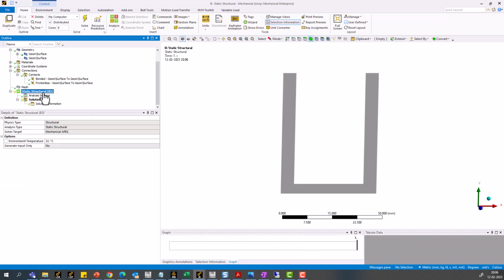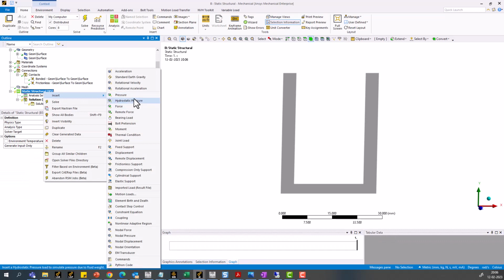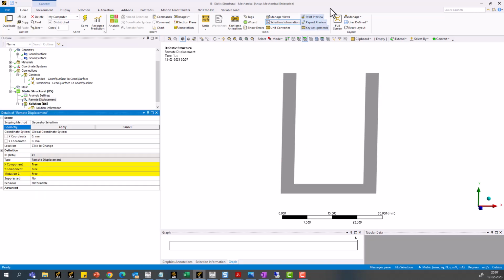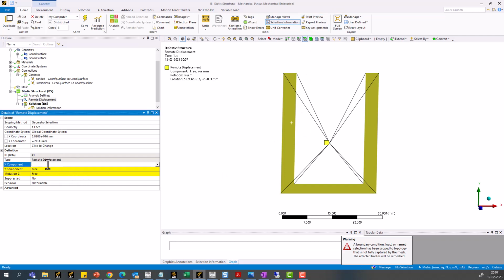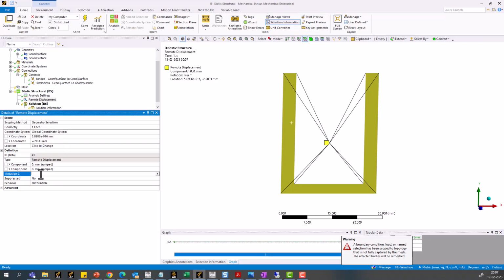Now the next thing is that let me go back and we have to fix this body. Whenever you want to define any displacement boundary condition for a rigid body, you have to use remote displacement. For this, I can select this full face, remote displacement. I can give 0, 0, 0.